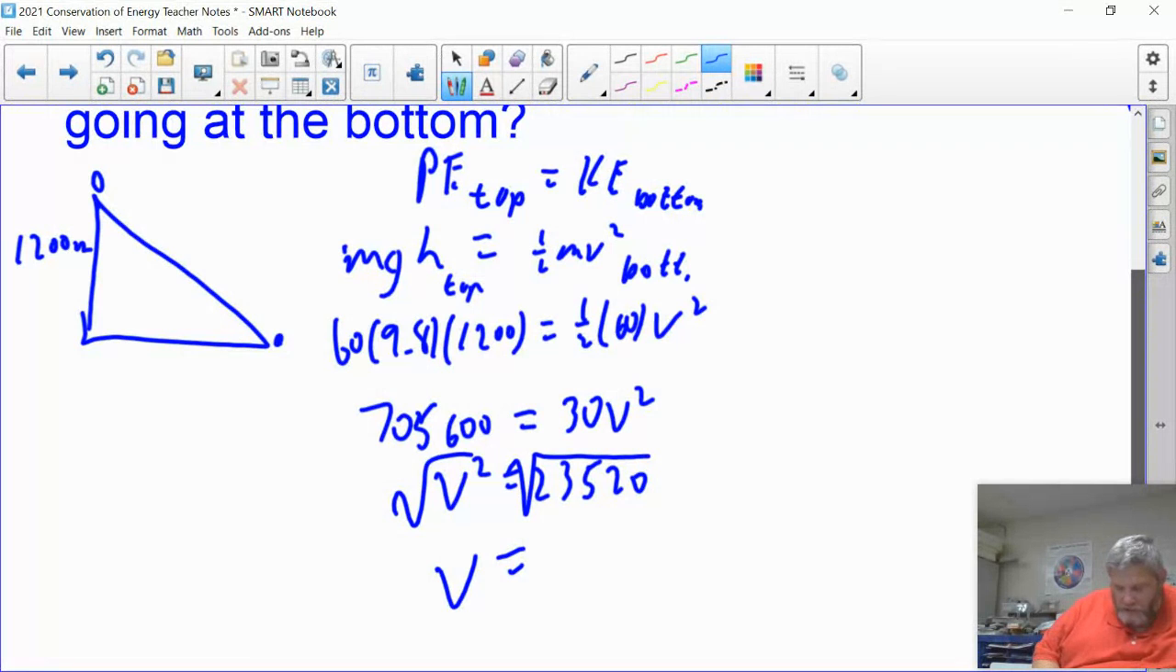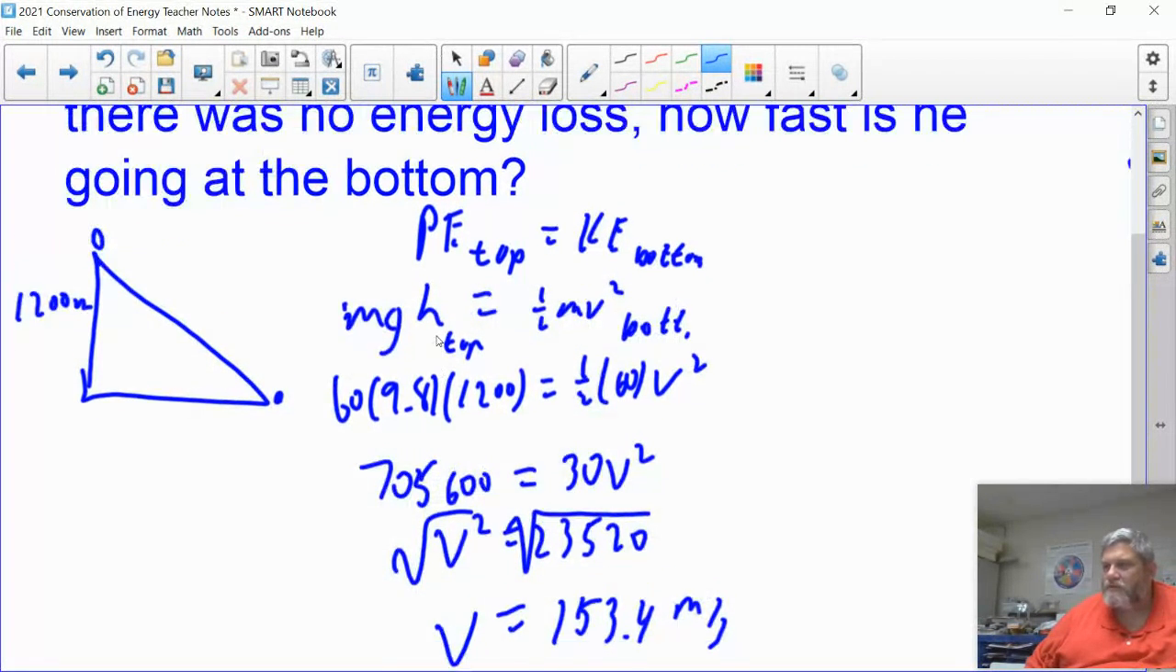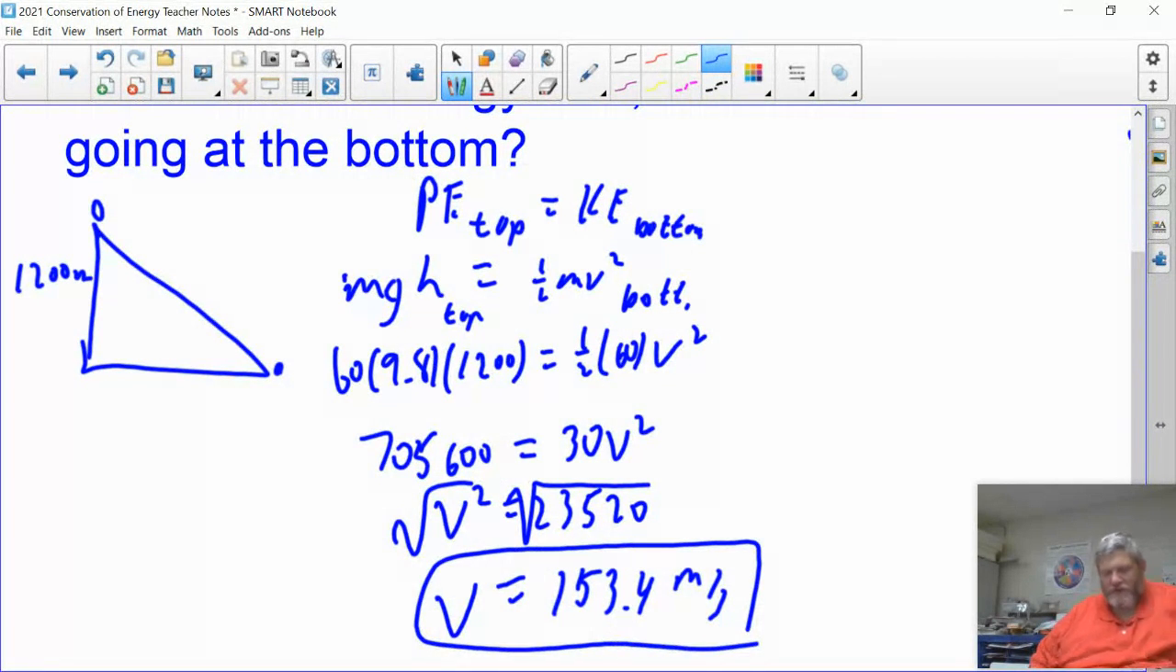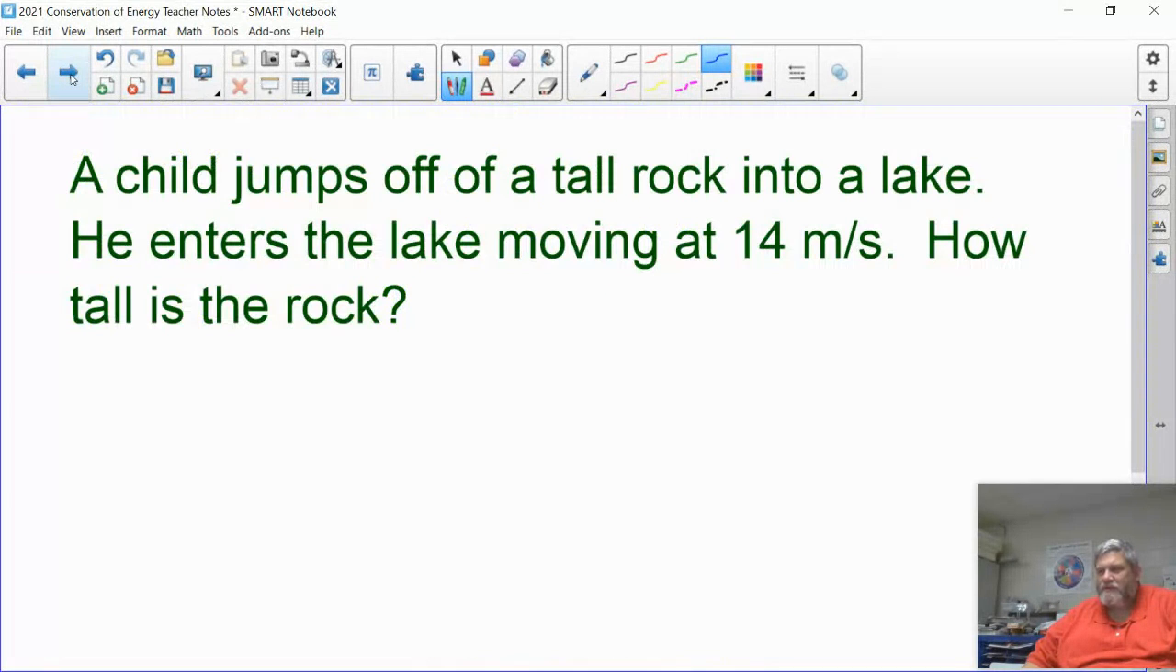And he's going 153.4 meters per second. That's probably not the most reasonable answer. That's without air resistance and everything else, and friction and such. So he wouldn't be going near that fast. That would be incredibly fast. It'd be fun, but it'd be much faster than what's possible. All right, so let's try one more.